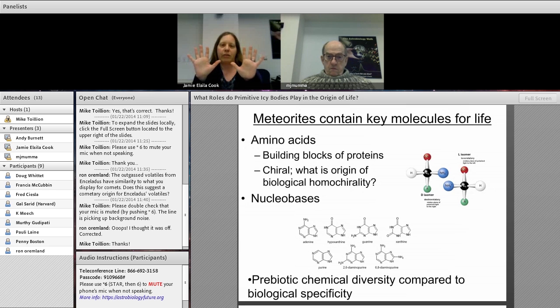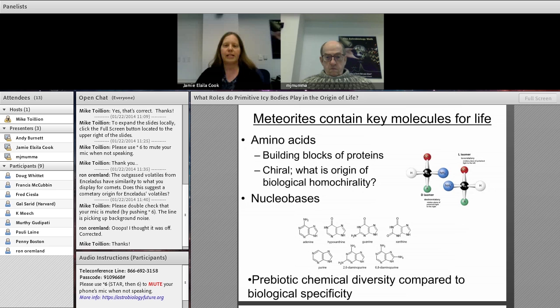Abiotic chemistry forms equal amounts of the two. We get racemic mixtures, equal amounts of the left and right hand. But life on Earth uses almost exclusively the left-handed form of these molecules. And the way that chemistry went from producing these equal mixtures to life using specifically the left-handed is a big question in astrobiology research and origin of life research. What is the origin of that biological homochirality? And I'll show you in a minute what we might learn from meteorites about it and how that extrapolates to some of these icy bodies.